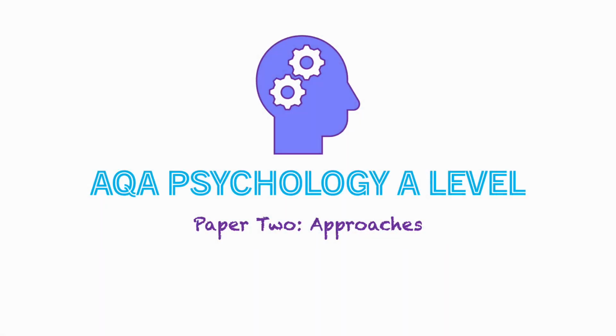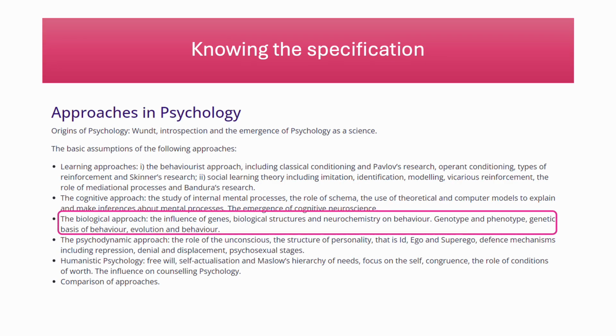This is an AQA Psychology A-level revision video for Paper 2 approaches with a specific focus on the biological approach. So let's have a look at where the biological approach fits in the bigger picture on the specification. The biological approach is one of the named approaches that you have to be able to describe, apply and evaluate. It's made up of lots of different sections.